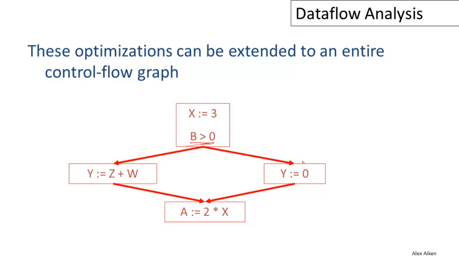Now, in this control flow graph, we can observe that x is assigned a constant, and then down here there are uses of x. And in fact, in this particular case, it is going to be safe to replace this use of x by the constant 3. So just like we propagated constants in a single basic block, we can also, at least in some circumstances, propagate constants across entire control flow graphs.